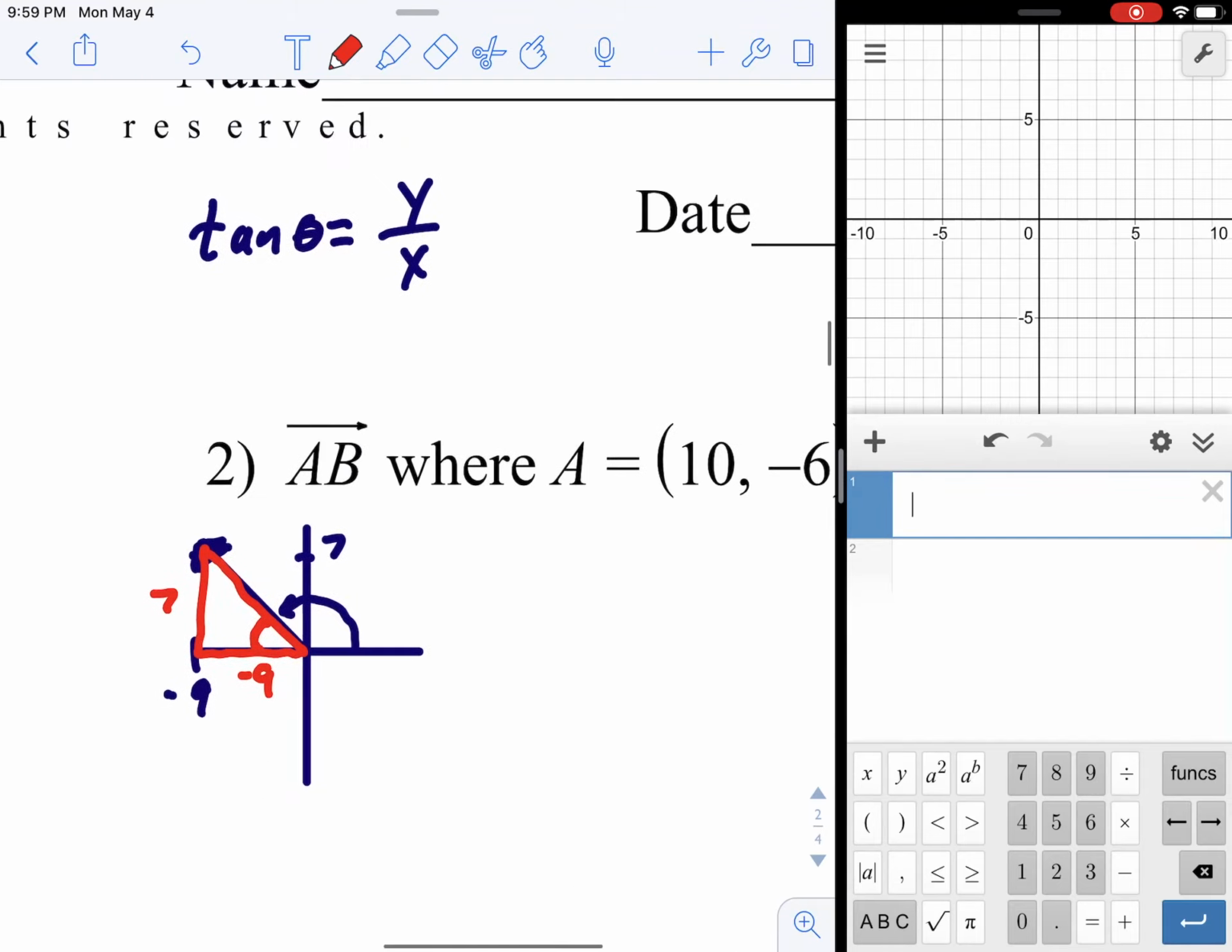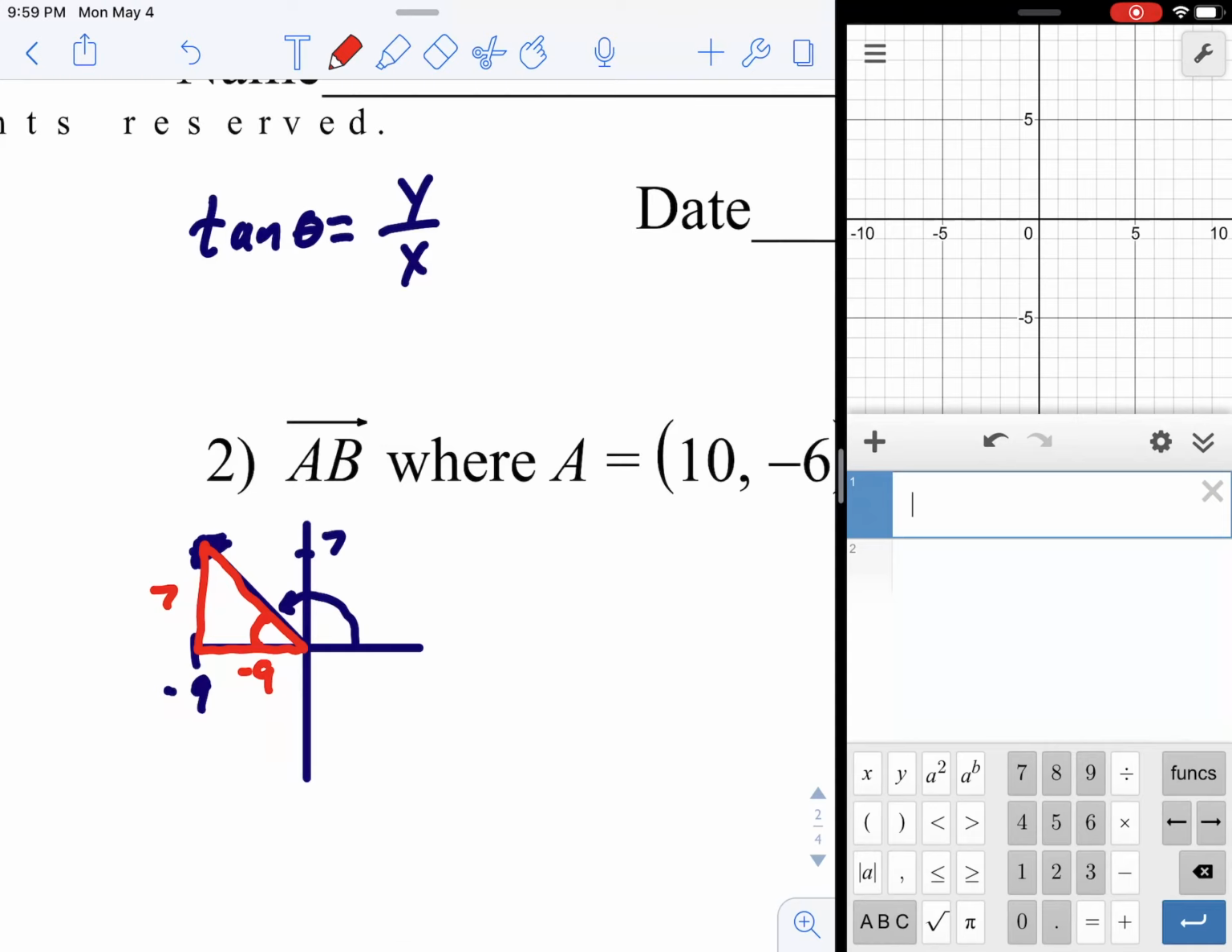Opposite over adjacent, or y over x, is tangent, which means if we want to know what theta is, we can do the inverse tangent of y over x. Now, if you're starting to have horrible flashbacks to trigonometry or things you didn't like, this is all you do. We don't use sine, we don't use cosine, we don't do a big analysis. Inverse tangent is the tool.